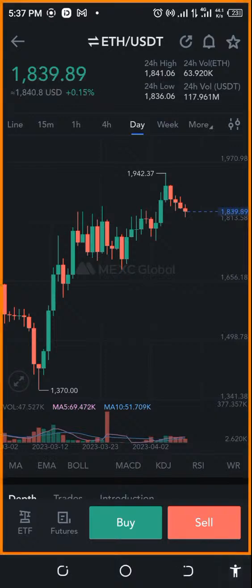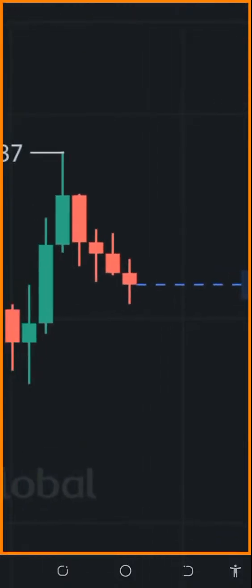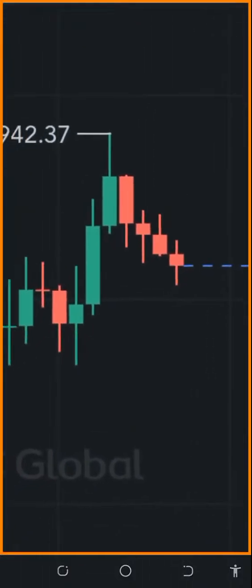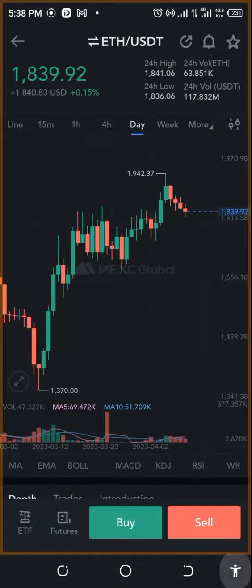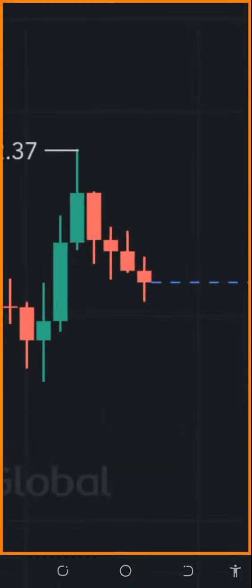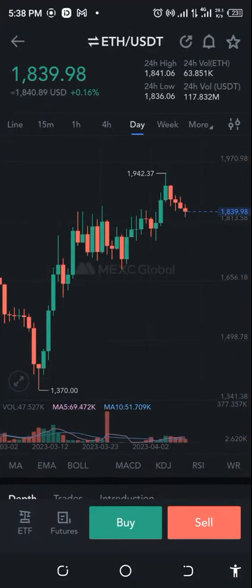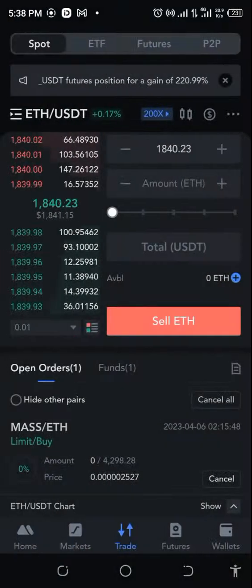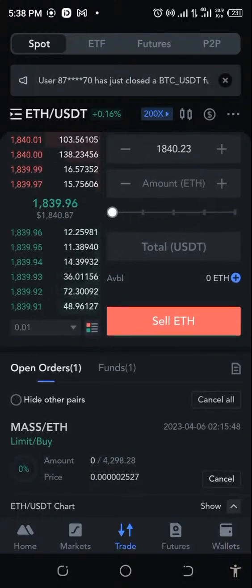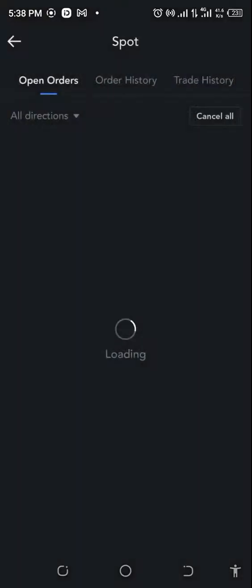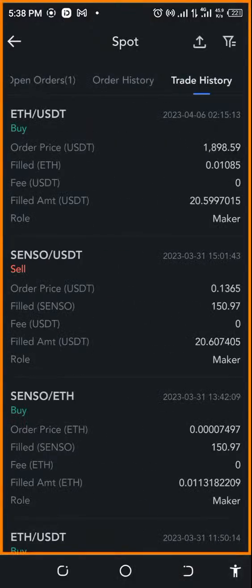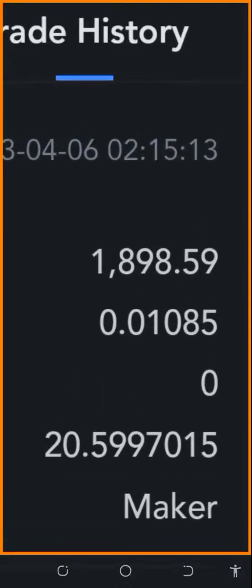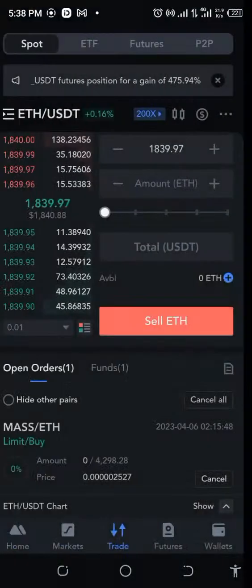As you can see here, it's like 3 days. This is the 1 day chart, and you can see that for the past 3 days, ETH has been going down, right? Because I bought ETH at 1,898, almost 1,899, as you can see here. So right now the value of ETH has gone down.